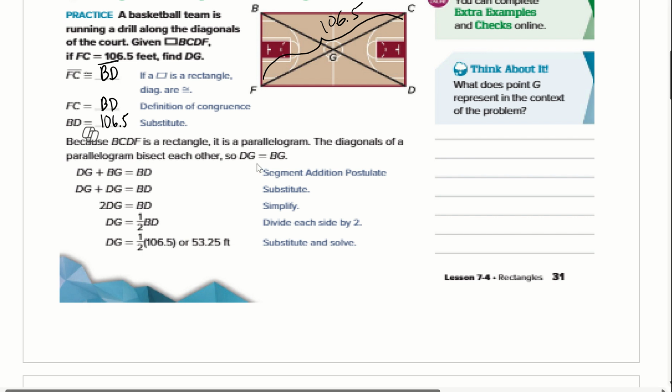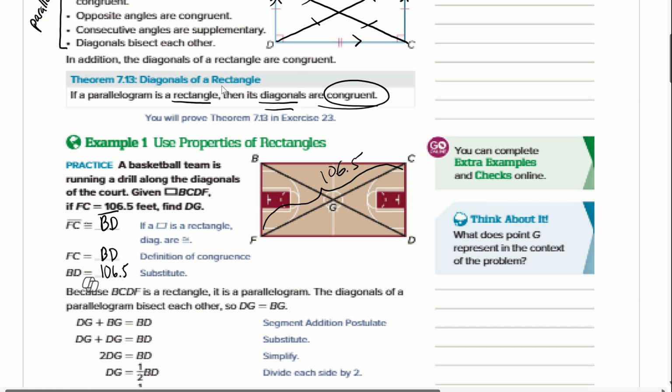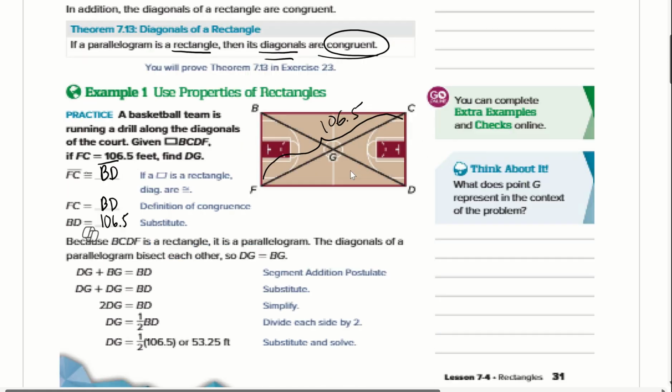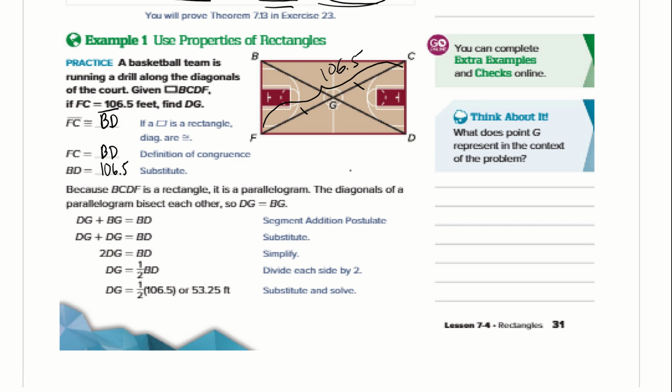Now, because it's a rectangle and those diagonals must be congruent, that means by 7.13, these are all congruent right here. And so you can take 106.5 and divide it by 2, and that's going to give you each of these. And so if I do that, I get 53.25. So that means that all of these parts of the diagonal are the same and equal to 53.25. And that's what they have for the solution there.